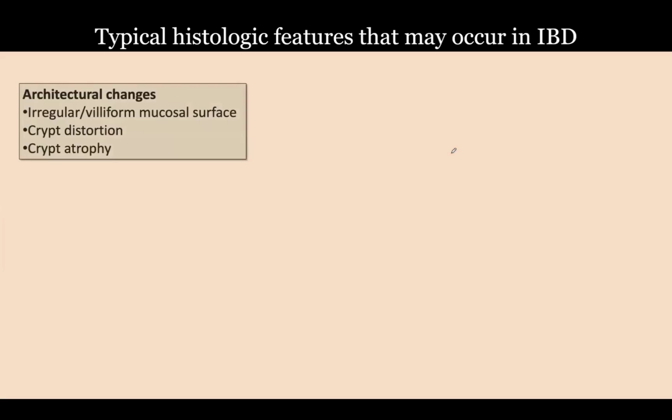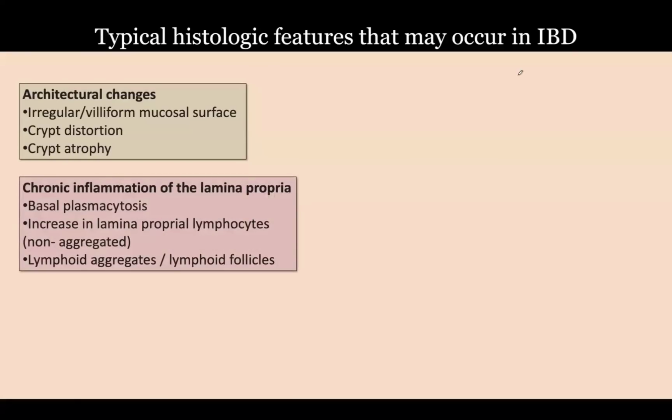We can divide the histologic features as architectural changes, which will include irregular villiform mucosal surface. I'm going to show you images of each of these histology images. Crypt distortion, crypt atrophy. These are the broad sweeping changes, the architectural changes. Then we have chronic inflammation of the lamina propria. As I said, there can be acute inflammation, but chronic is what interests us more, and that is in the form of basal plasmacytosis. So you have plasma cells. I'll show you again histologic images.